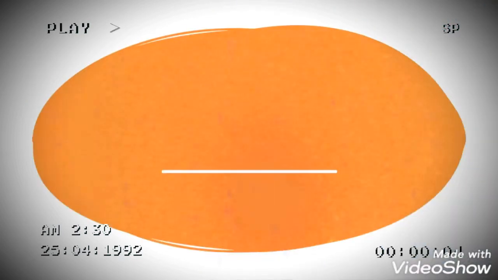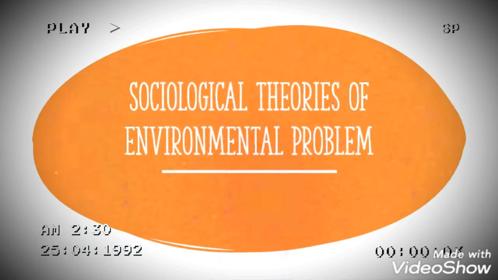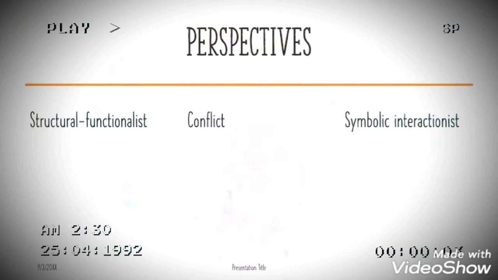The next part will be talking about sociological theories of environmental problems. Here are the 3 perspectives on environmental problems. The first perspective is the structural functionalist perspective, the second is the conflict perspective, and the third one is the symbolic interactionist perspective. The structural functionalist perspective focuses on how changes in one aspect affect the other.